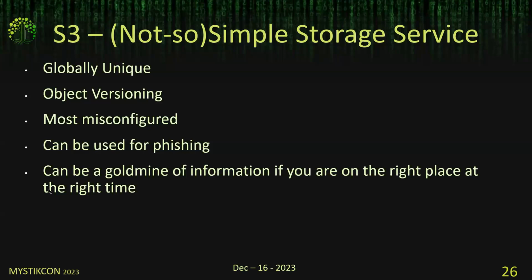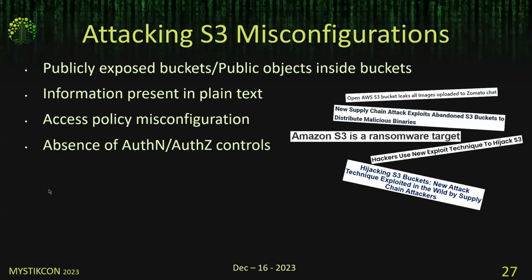And the last point, it's a truth that no one can deny. It can be a gold mine of information if you are in the right place at the right time. You can get all sorts of things in an S3 bucket. So how do we attack S3 misconfigurations? Obviously, if we do our recon properly, we can find publicly exposed buckets or publicly exposed objects located inside buckets. Data present in S3 buckets in plain text can be a cherry on the cake, because when an attacker dumps an S3 bucket, every piece of information is in plain text, and yes, you can sell your data or do whatever you want with it.